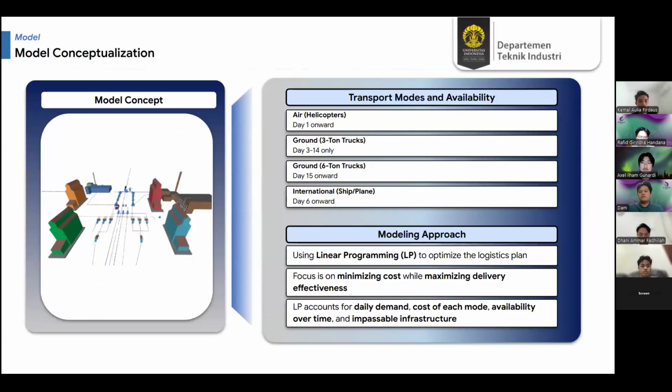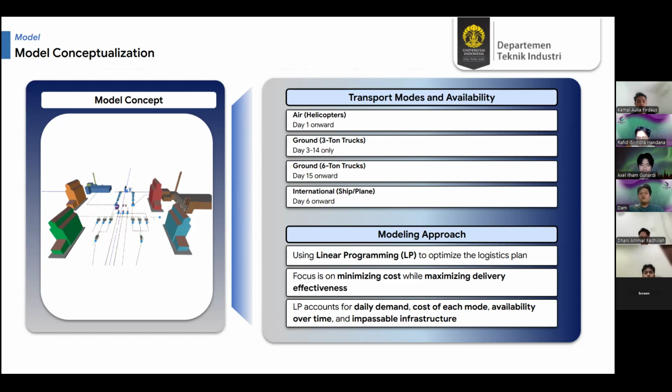For the model concept, we use transport modes and availability such as air helicopter from day 1 onward, ground 3-ton trucks from day 3 until 14 only, ground 6-ton trucks from day 15 onward, and international shipments by ship or plane from day 6 onward. For the modeling approach, we use linear programming to optimize the logistic plan, focusing on minimizing costs while maximizing delivery effectiveness. LP accounts for daily demand, cost of each mode, availability over time, and impassable infrastructure.